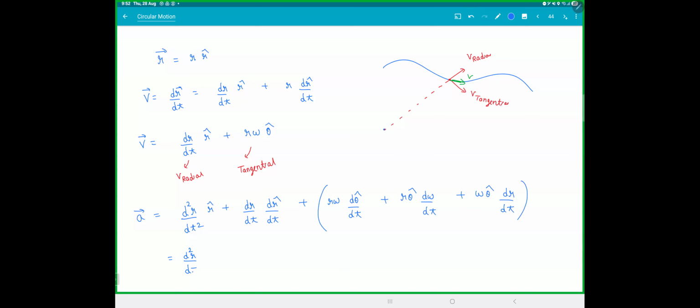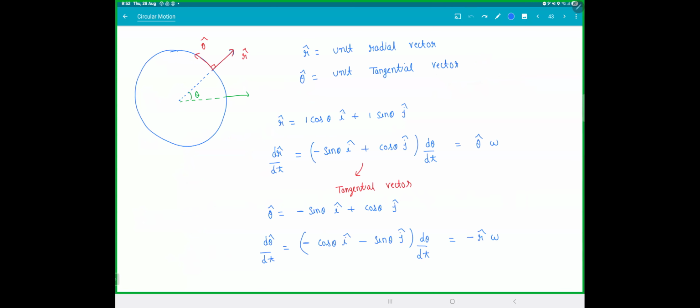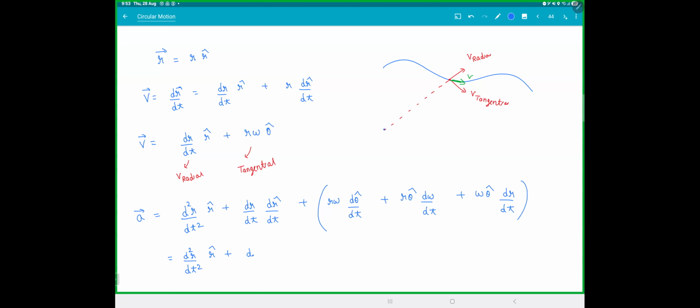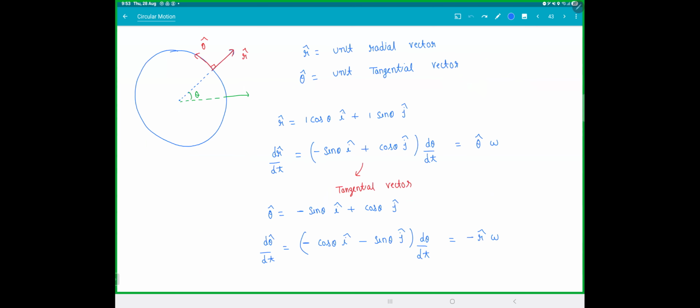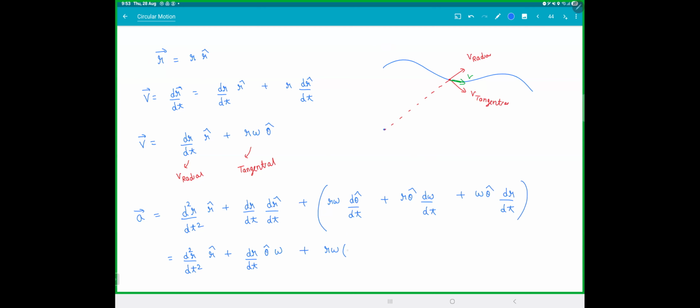So d square r by dt square r cap, plus dr by dt, and what is d r cap by dt? Theta cap omega. Plus r omega, what is d theta cap by dt? Minus r cap omega. Then r theta cap, this will be alpha. This is omega theta cap and dr by dt. If you see here, we have this term and this term, both are equal. That will give you a 2.